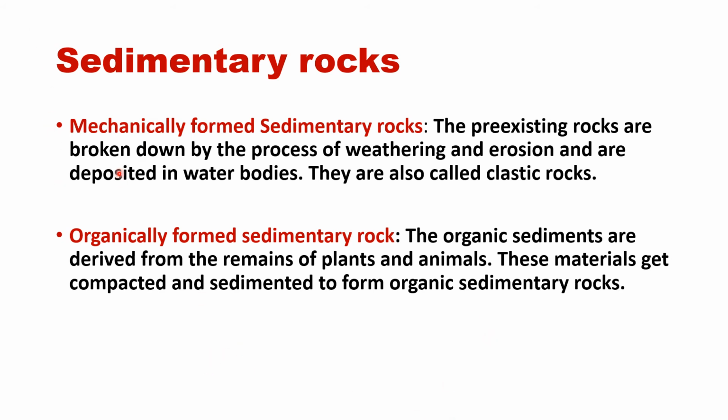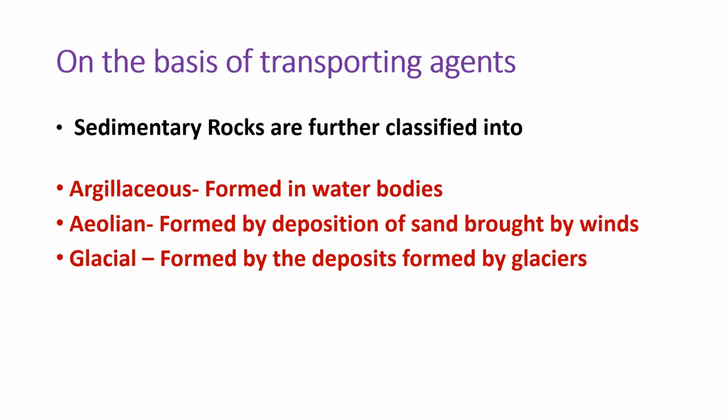I am not discussing chemically formed sedimentary rocks as I have discussed it earlier. Sedimentary rocks are further classified into argillaceous. Argillaceous means formed by water bodies. Aeolian. Aeolus is the god of winds in Greek mythology. So aeolian means formed by the deposition of sand brought by winds. Glacial, formed by the deposits of glaciers.